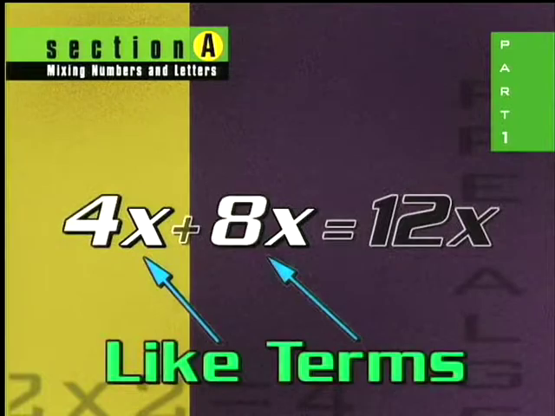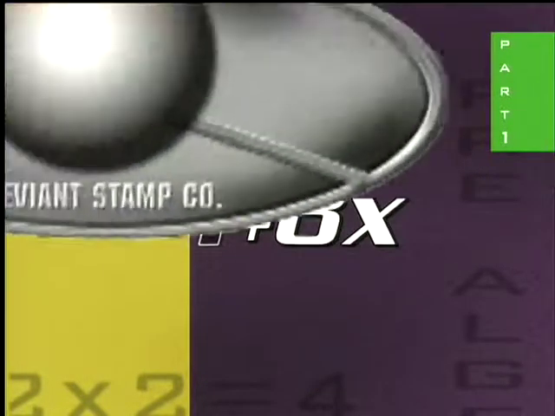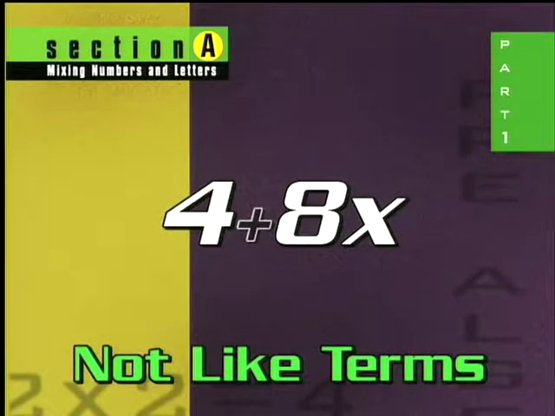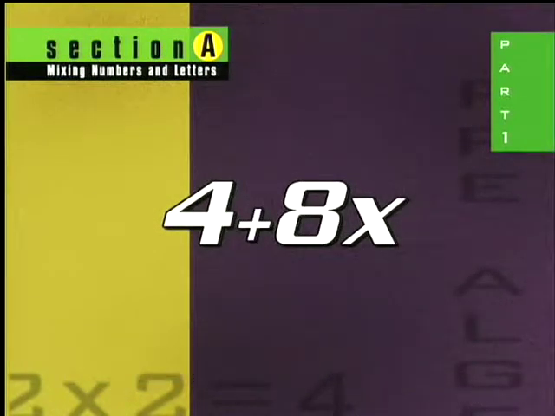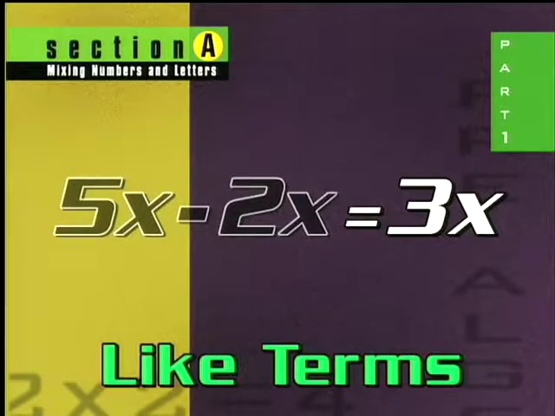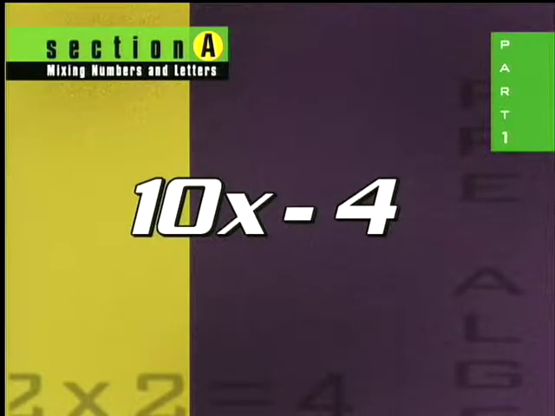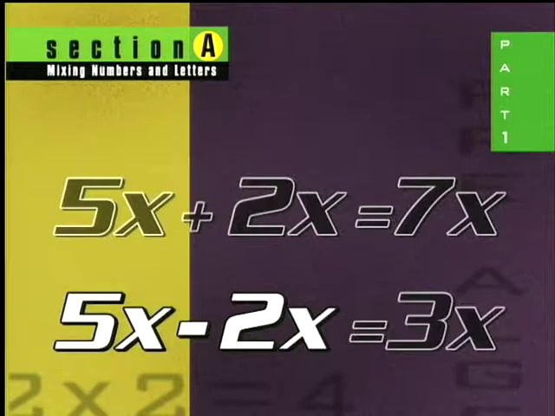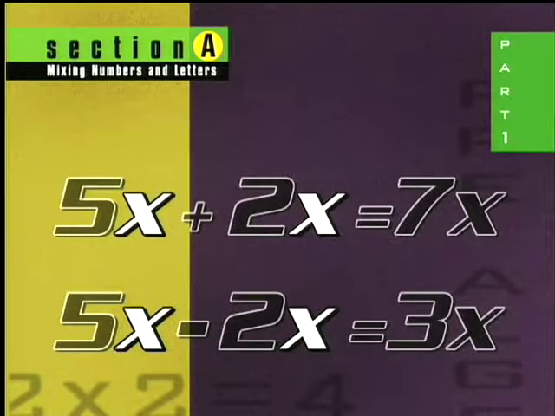This is called adding like terms. Now, we couldn't add a plain old 4 to an 8x and then get 12x. These aren't like terms. We just get 4 plus 8x. Likewise, we can subtract the like terms 5x minus 2x and get 3x. But we can't subtract 4 from 10x. We just have 10x minus 4. See what I mean with these x's? When we add or subtract terms, our x's have to match up.